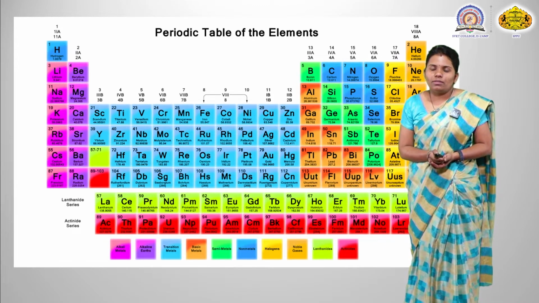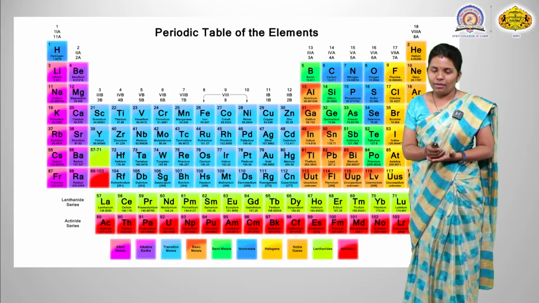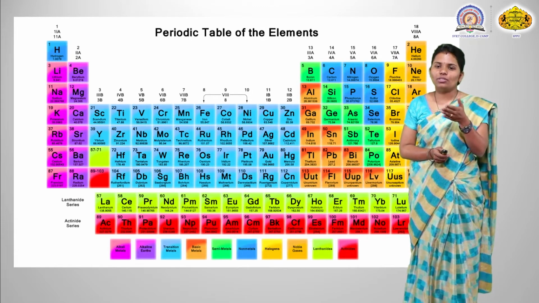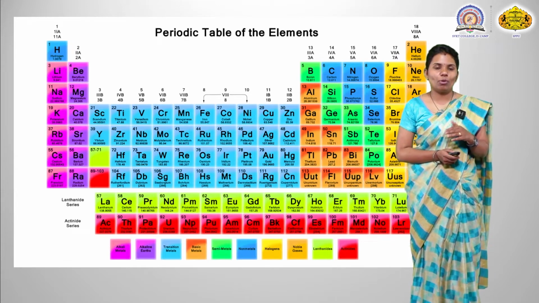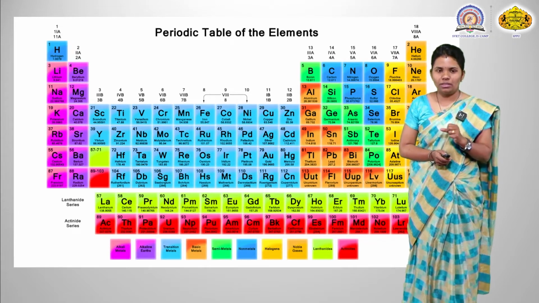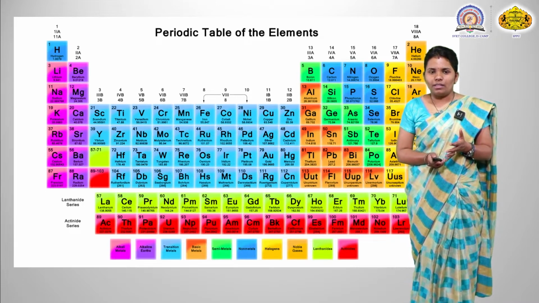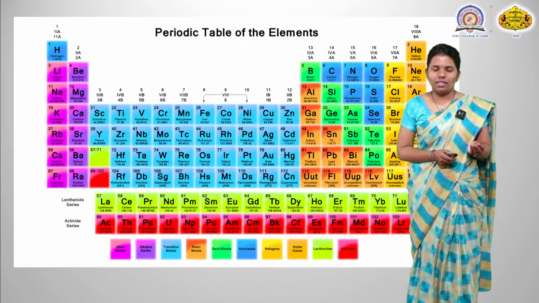In the boron family: boron, aluminum, gallium, indium, thallium. In the carbon family: silicon, germanium and tin. These are basically metalloids, which show the properties of metals and non-metals. To the right hand of the periodic table, these are the non-metals. To the left, these are the metals.